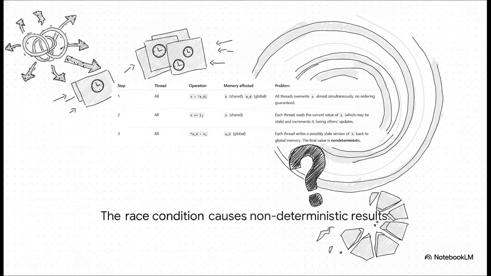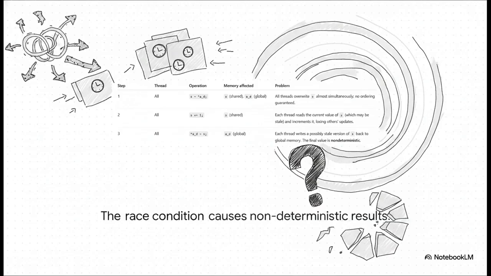Look at Step 1, all the threads are overwriting s almost simultaneously. There's absolutely no ordering guaranteed here. Moving to Step 2, each thread reads what it thinks is the current value of s, which might actually already be stale, increments it, and then effectively just overwrites and loses the updates made by all the other threads. Finally, in Step 3, they all race to write this potentially stale version of s back into global memory.